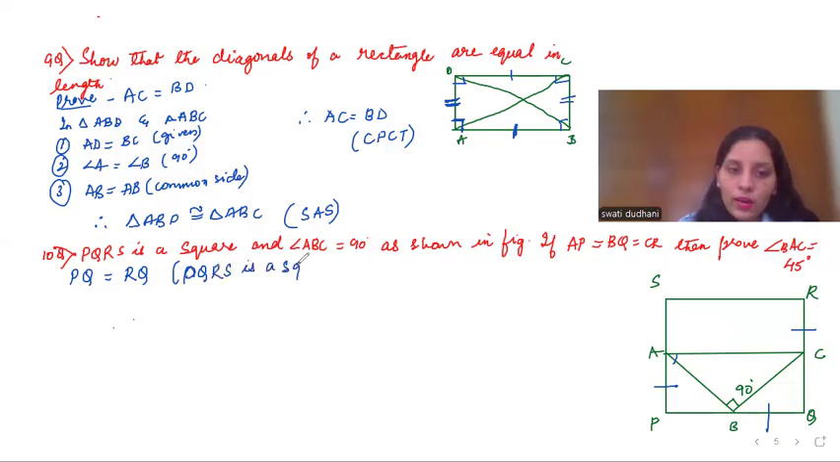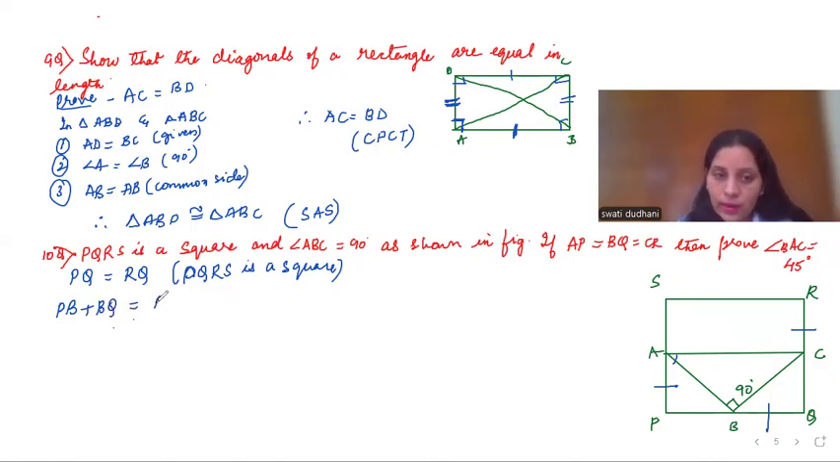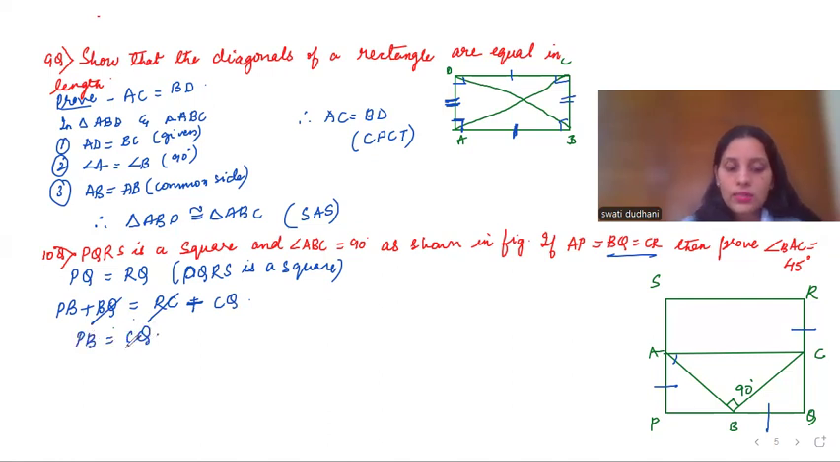PQRS is a square, so all the sides are equal. Now PQ can be written as PB plus BQ, and RQ can be written as RC plus CQ. Now in the question it is given to us that BQ is the same as RC. So I can get rid of them, and at the end I get PB is equal to CQ. Okay, let this be there.